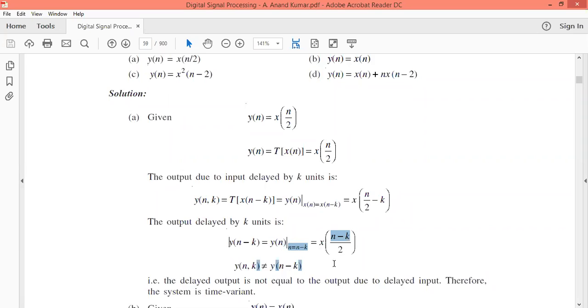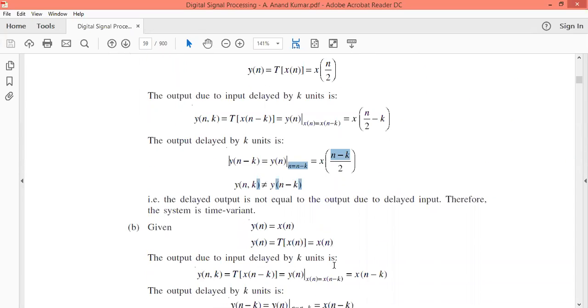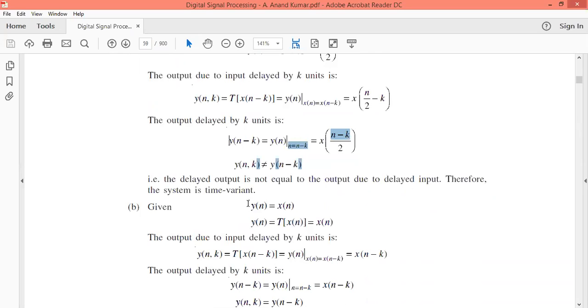So, what type of system is it? It is a shift varying system, or time varying system. Let us take this example.